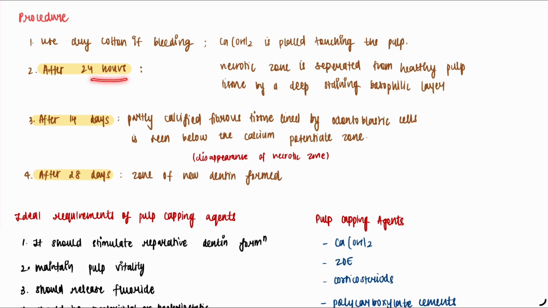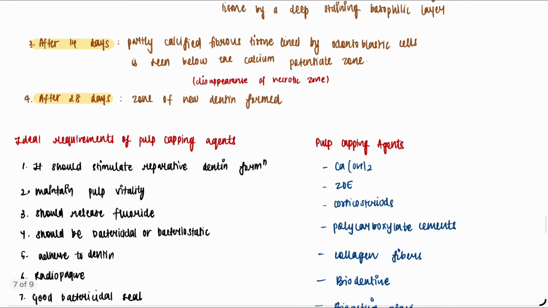After the first 24 hours, you will see a necrotic zone separated from the healthy pulp tissue by a deep staining basophilic layer. After 14 days, you will see partly calcified fibrous tissue lined by odontoblastic cells, seen below the calcium hydroxide zone. There, after 14 days, you will see the disappearance of the necrotic zone. Then after 28 days, you will see a clear zone of new dentine formation.